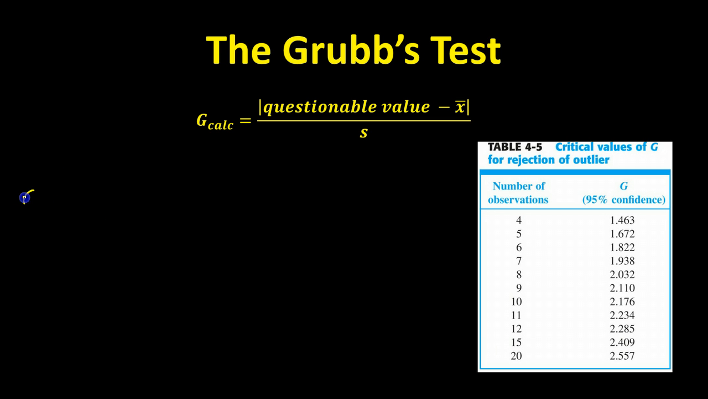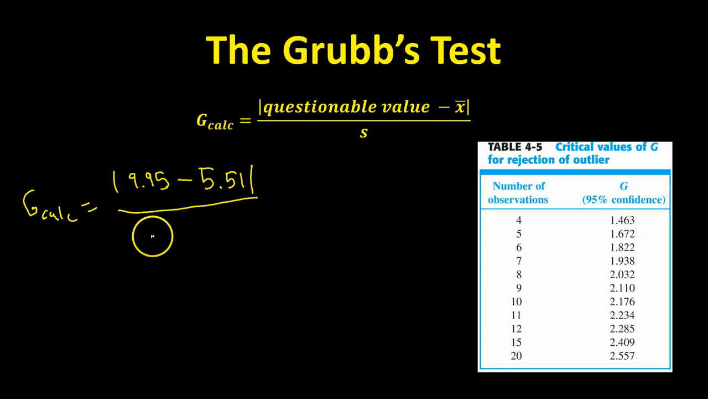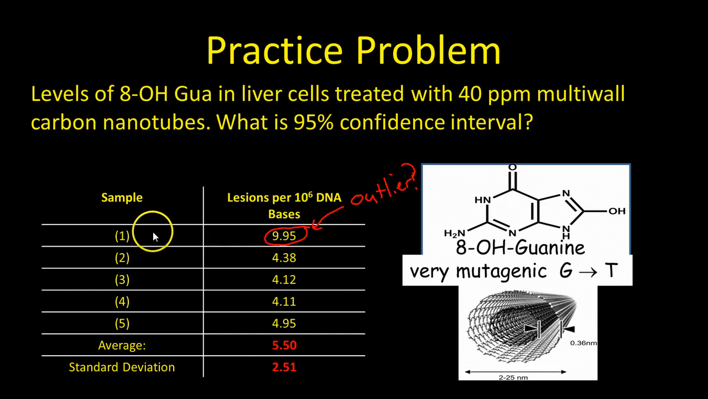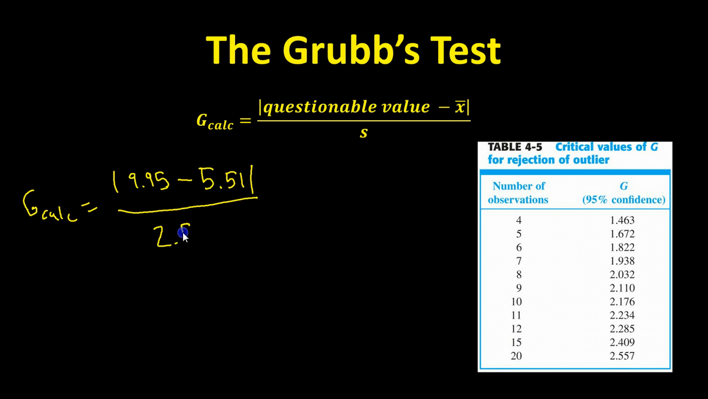G calc is equal to a questionable value, which was 9.95, minus our mean value, which is 5.51, and you divide that by your standard deviation, which was 2.51. Okay, pretty simple calculation. You get 1.776.